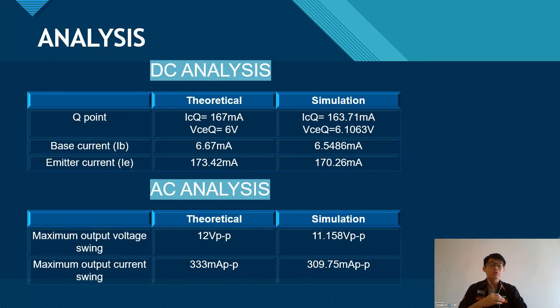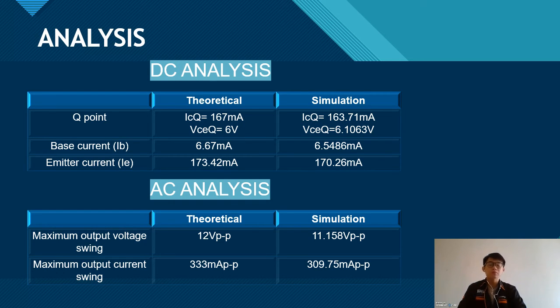Now we are going to have a look first at the values we obtained from DC analysis and also AC analysis through calculation and also through simulation. First, the Q point. For theoretical, ICQ we get 167 milliampere, while for VCEQ we get 6 volt. For simulation, the value for ICQ we get is 163.71 milliampere, while for VCEQ the value we get is 6.1063 volt.